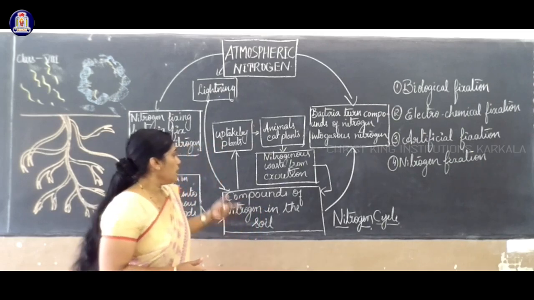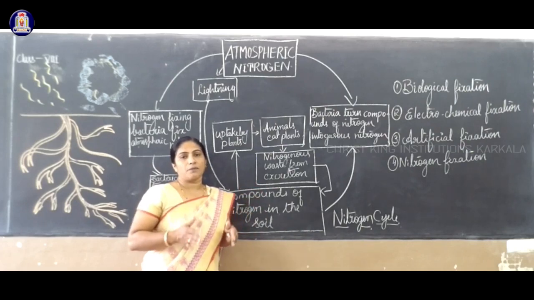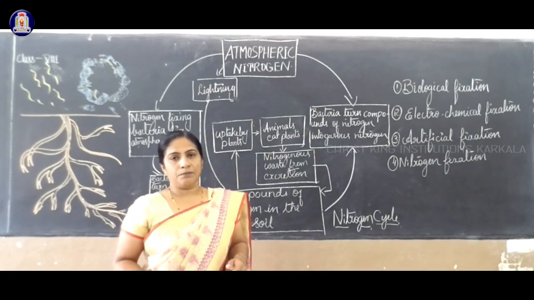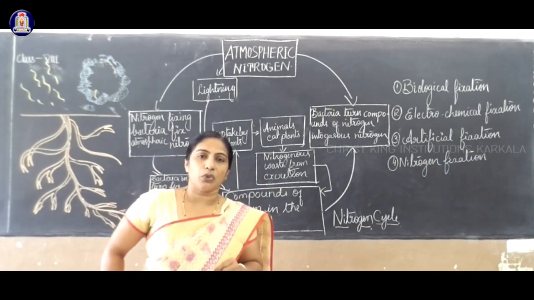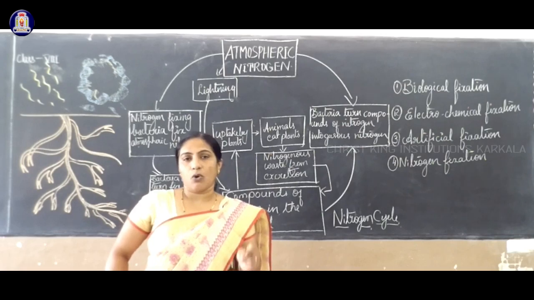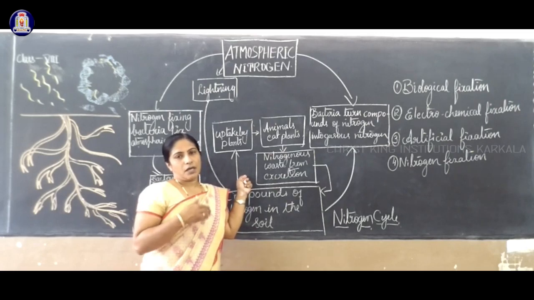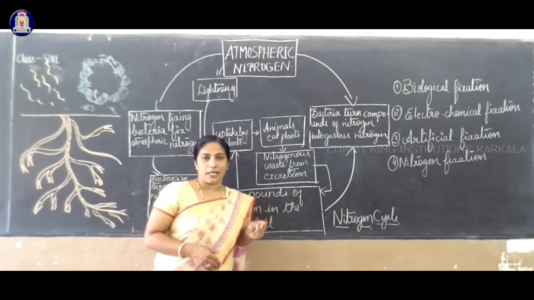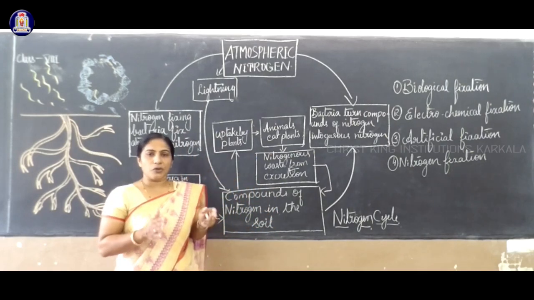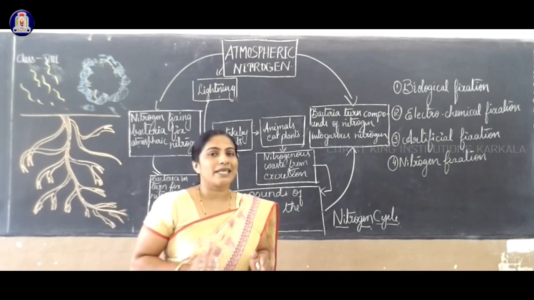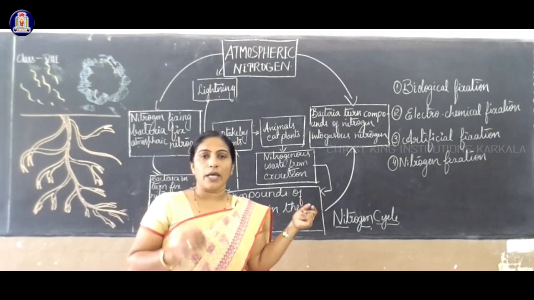In your higher section you will study the different types of biogeochemical cycle. Bio means living, geo means related to earth, a cycle: biogeochemical cycle. Which are the types? In your higher section you will study the nitrogen cycle, carbon cycle, water cycle, oxygen cycle. But this year you are going to study only the nitrogen cycle in a systematic way. So nitrogen fixation, why is it needed?